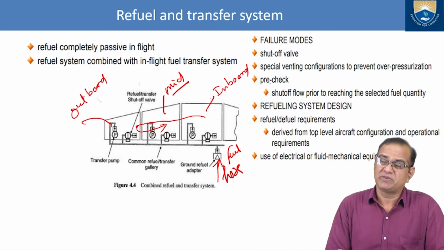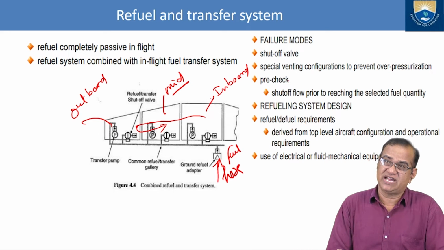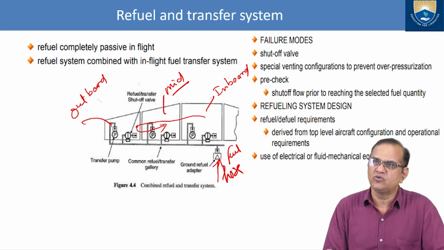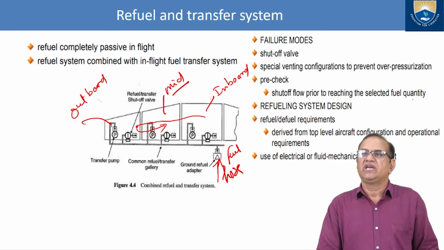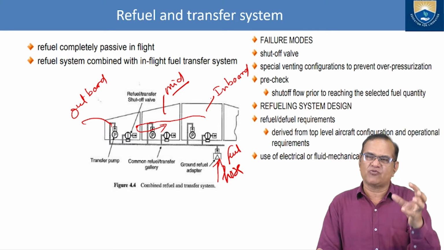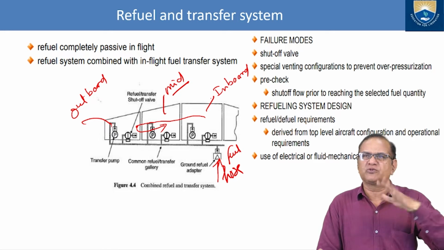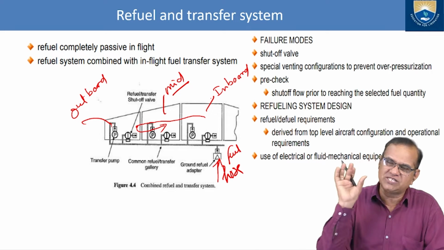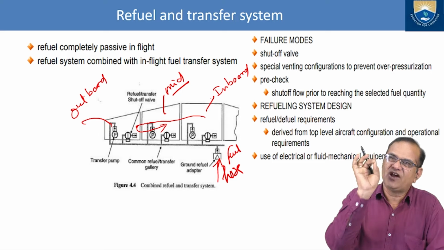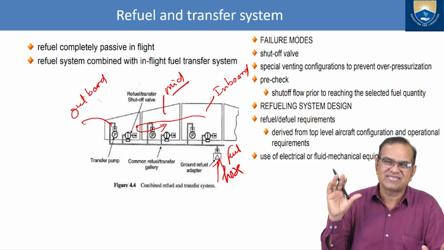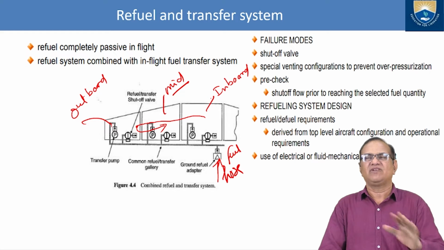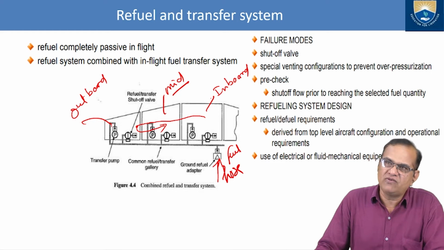We should also do the pre-check before flight. We should understand that there should not be any problem. Shut off flow prior to reaching the selected fuel quantity. It should be in such a way that you select some quantity, and your fuel input is automatically stopped, like our petrol pump. You just give 500 rupees, and exactly at 500 your hose will stop. The same system has been used for a very long time in our aircraft, and it will give the required amount of quantity inside the tank.